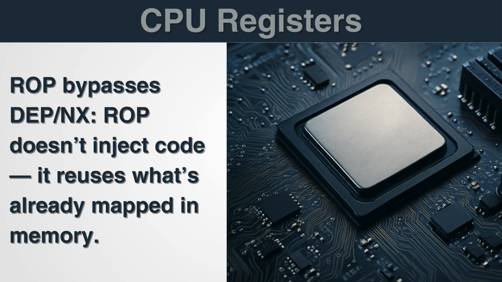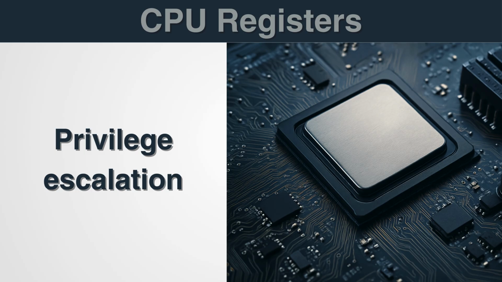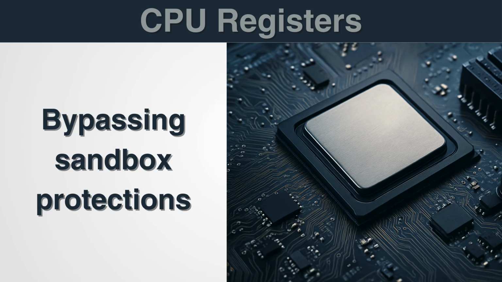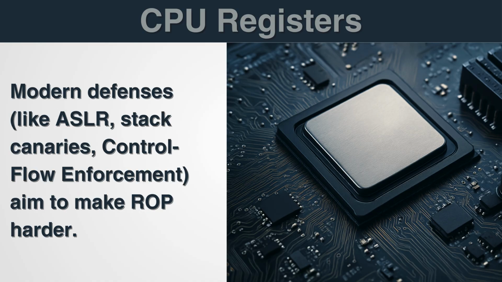ROP is definitely important in cybersecurity because it bypasses some of these data execution prevention protections and various other built-in security mechanisms, since ROP doesn't inject code, just reuses what's already mapped in memory. It's often used in things like privilege escalation, remote code execution, and bypassing sandbox protections. So the modern defenses like ASLR, stack canaries, and control flow enforcement are trying to make ROP more difficult.